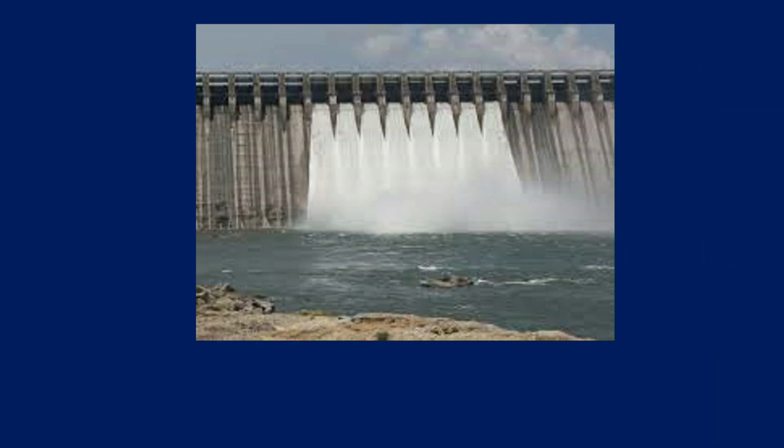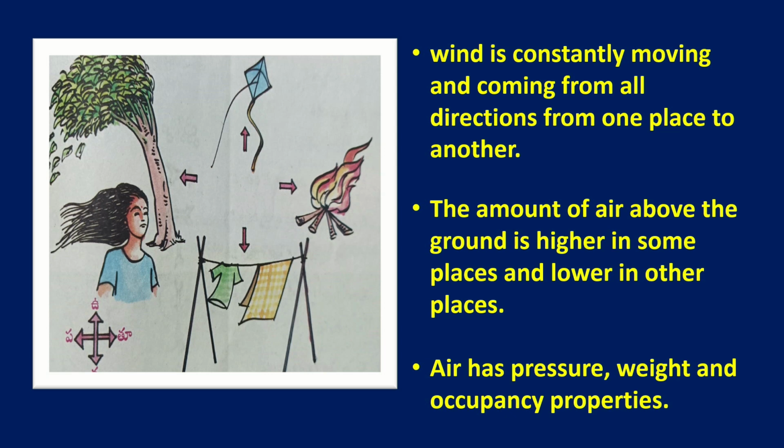Children, can you identify what this dam is? Yes, it is the Nagarjuna Sagar Dam, built on the river Krishna. Wind is constantly moving, coming in from all directions from one place to another. The amount of air above the ground is higher in some places and lower in some places. Air has the properties of pressure, weight and occupying space. Now before this we have studied about a dam. Here we are constructing a dam, and due to the waterfall we are getting energy out of it.